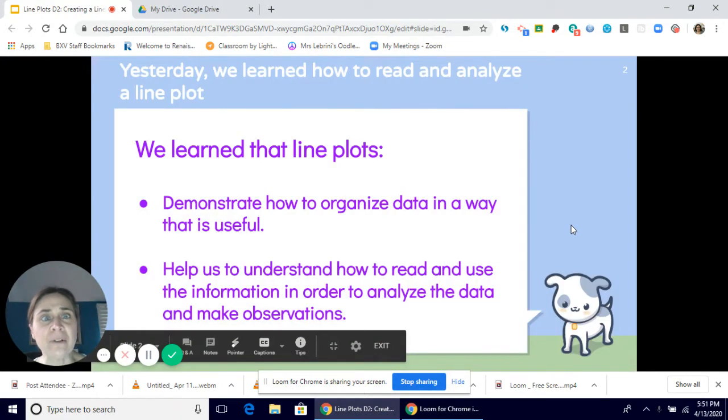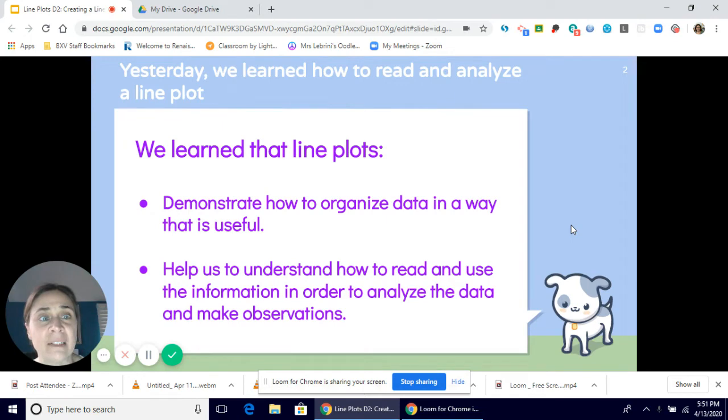So yesterday we learned how to read and analyze a line plot. We learned that line plots demonstrate how to organize data in a way that is useful, help us to understand how to read and use the information in order to analyze the data and make observations.